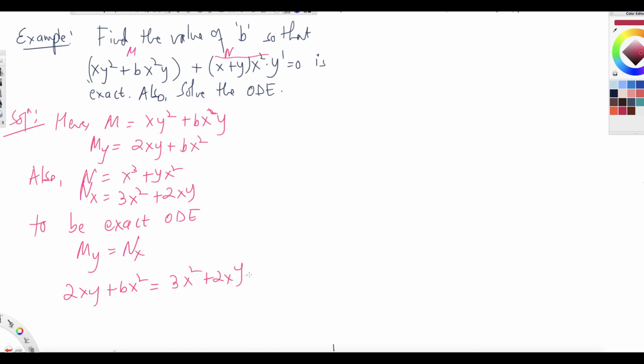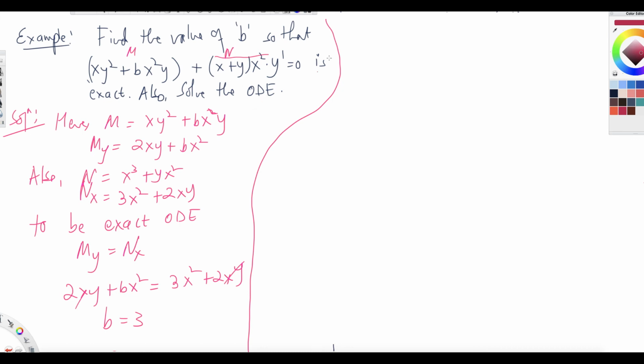So if you solve this, what do you get? You subtract this with that, it will cancel out, right? When you subtract and then divide by x squared, that will cancel out too. So you get b equals 3. We get the value of b is 3. So b equals 3 will make this ODE exact, right?